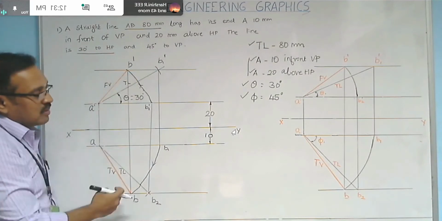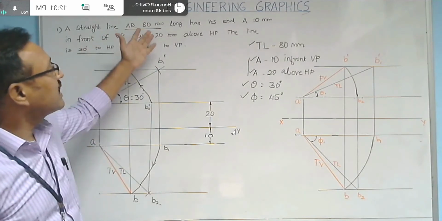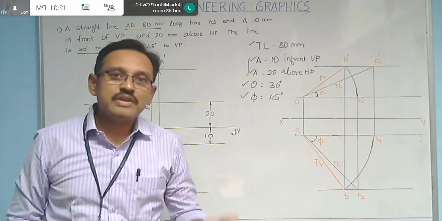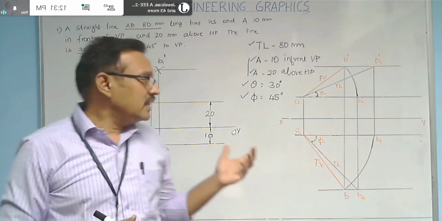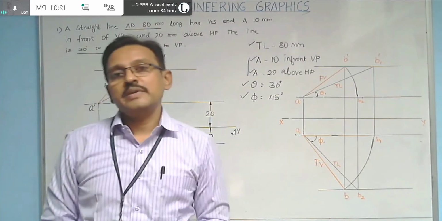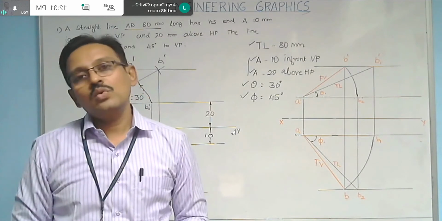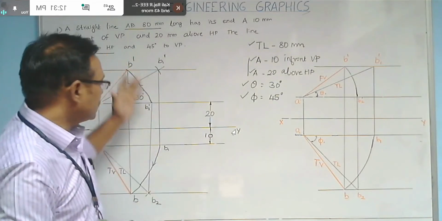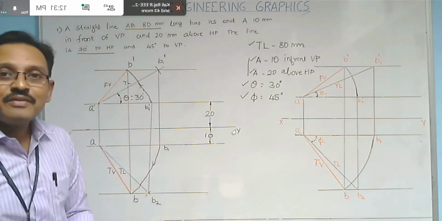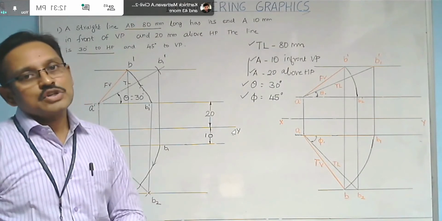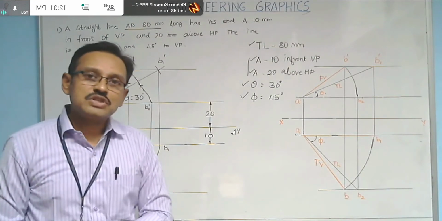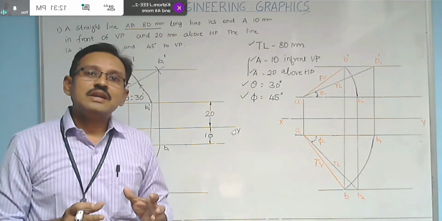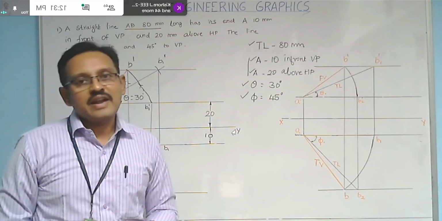So now I have completed the projection of the straight line AB. It is 80 mm long and the end A was 10 mm in front of VP and 20 mm above HP. The line was inclined 30 degree to HP and 45 degree to VP. So I have constructed the projection and drawn the front view and top view of that particular line. This is a systematic procedure you have to follow to get the projection of a straight line when it is inclined to both HP and VP.